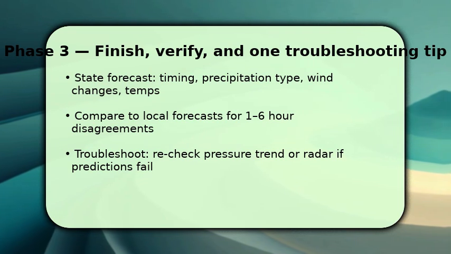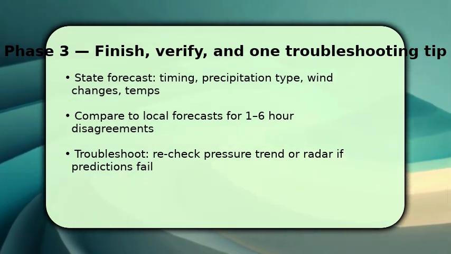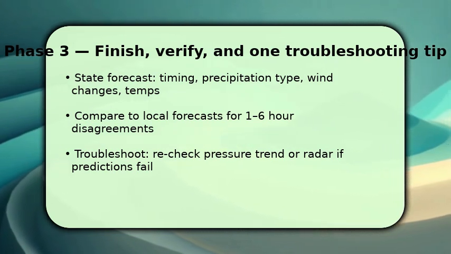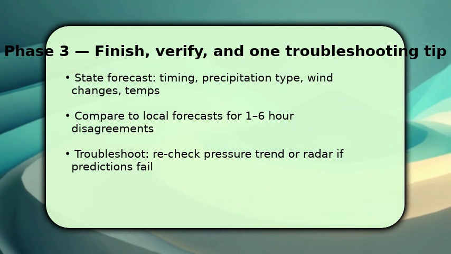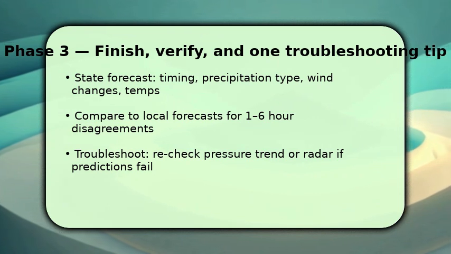Then compare your prediction to the nearest reliable forecast for the next 6 hours. Differences highlight model uncertainty. If reality deviates, troubleshoot by rechecking barometer trend, skyscape changes, and recent radar loops. This step tells you whether your inputs or timing were off.